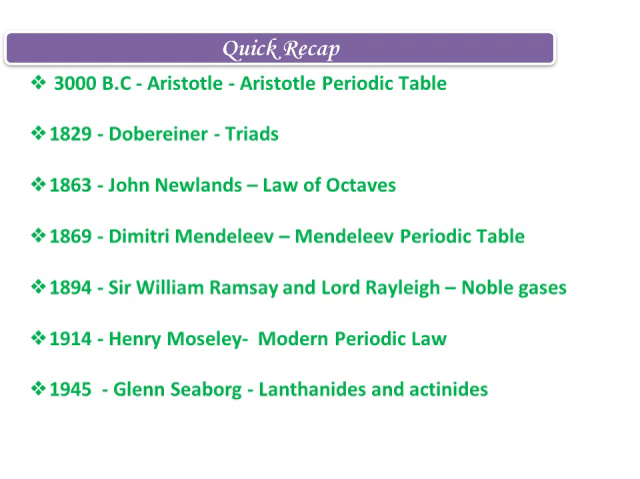3000 BC, Aristotle. In 1829, Döbereiner's triads. In 1863, John Newlands' law of octaves. In 1869, Dmitri Mendeleev's periodic table. 1894, Sir William Ramsay and Lord Rayleigh's noble gases. 1914, Henry Moseley's modern periodic law. 1945, Glenn Seaborg's lanthanides and actinides. So overall, we have been seeing the history of the periodic table.